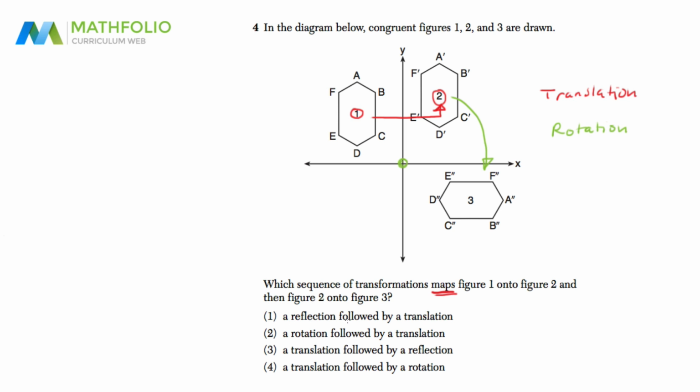And so it says a reflection followed by a translation. Well, that's not what happened. A rotation followed by a translation. Nope. A translation followed by a reflection. Well, we did translate, but we didn't reflect. We didn't flip it. So our answer is a translation followed by a rotation. Option 4 is our answer.